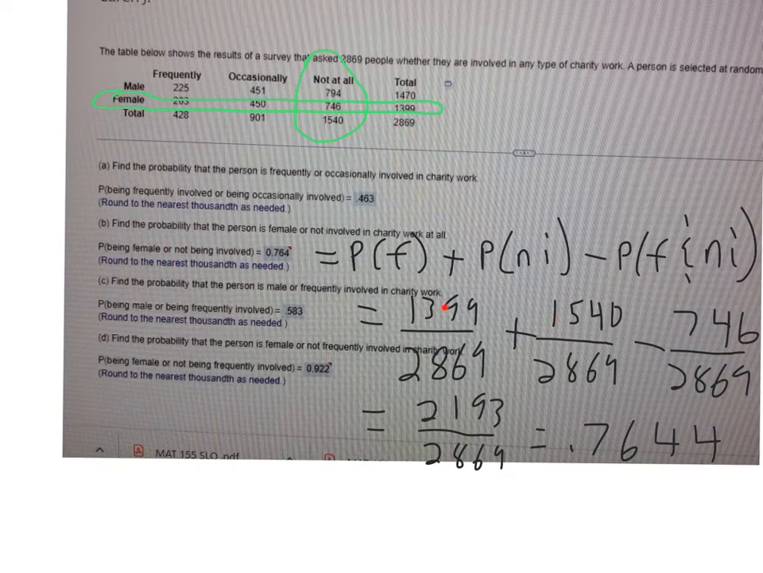So I just combined the numerators, I add and subtract the numerators here, and I got 2,193 over the 2,869, which gives me 0.7644. They would just want you to round it to the third place.